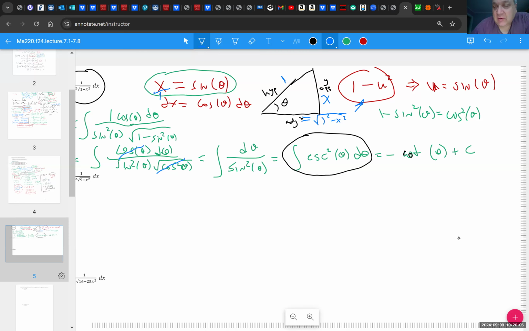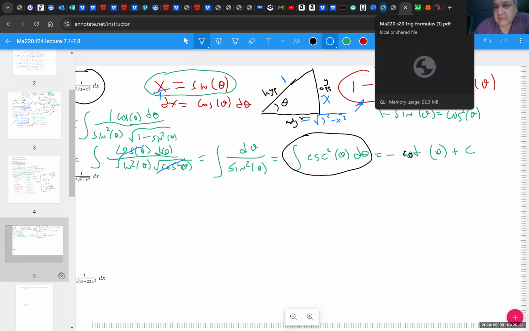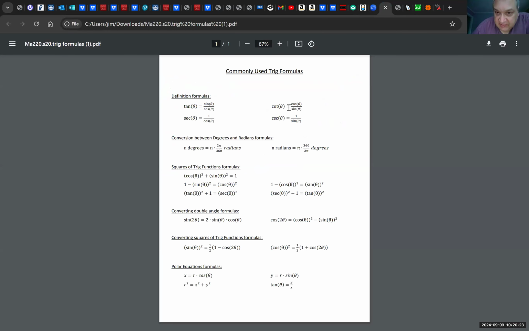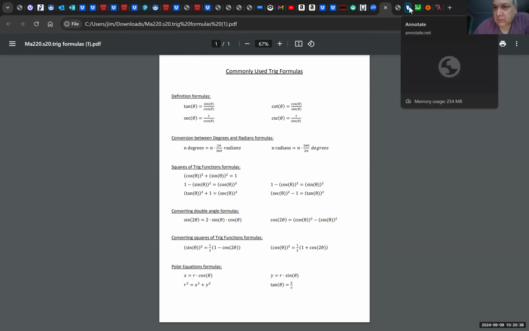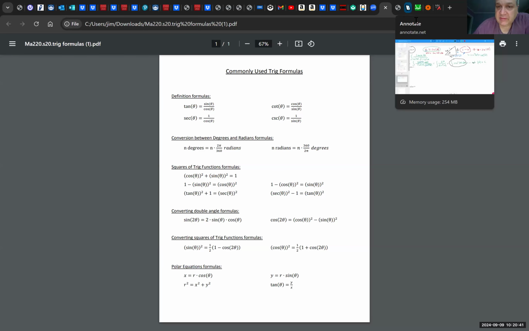Okay, so now that we have our triangle filled out with the adjacent equal to the square root thingy, the opposite equal to x, and the hypotenuse equal to 1, we've got to figure out what cotangent is. If you remember, or if you look on your trig sheet, what is cotangent? Cotangent is cosine over sine. Cosine is the adjacent, or the x. Sine is the y. So cotangent is adjacent over opposite, which is the upside down of tangent. So use this if you want to get a little bit of help with those formulas.